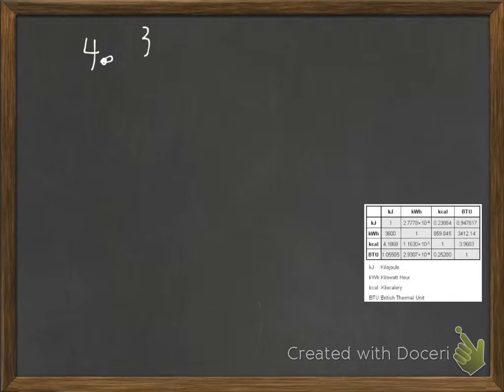And so a ton of peat in BTUs is 3,500,000 BTUs. So that's what I have. And then I basically have two ways I can find my answer. I can either do it by timesing it or dividing it.